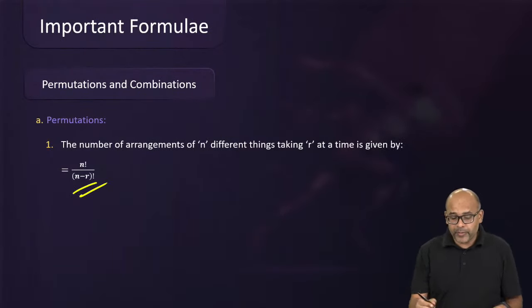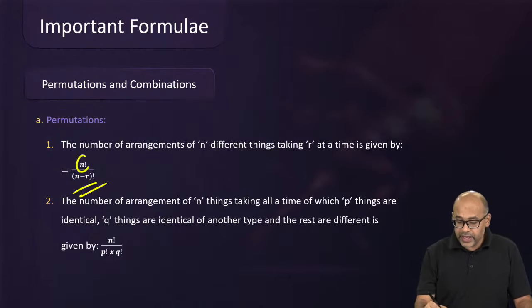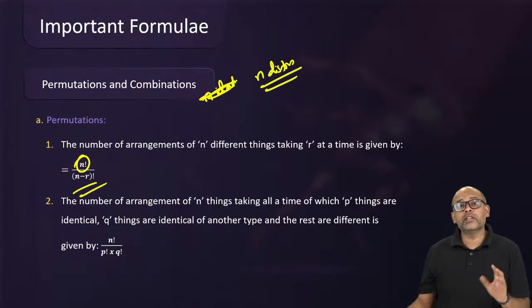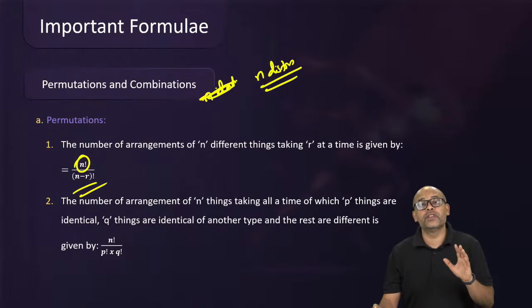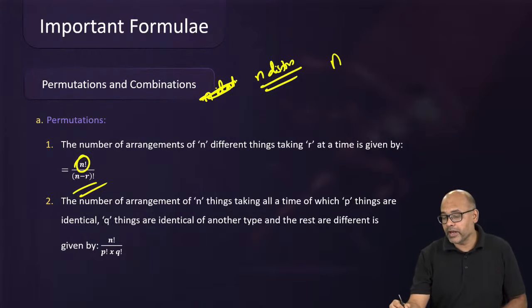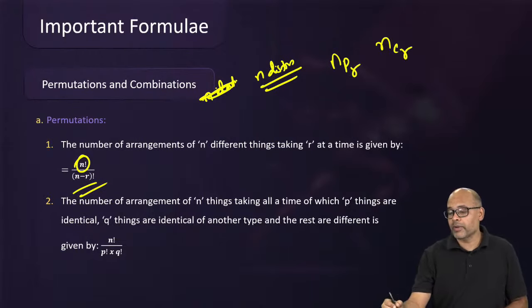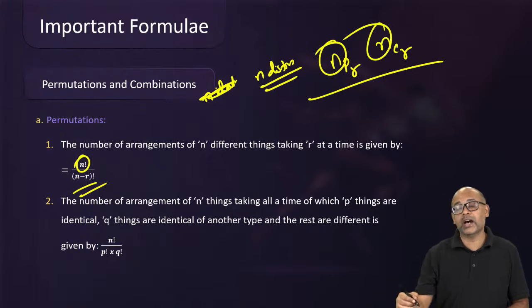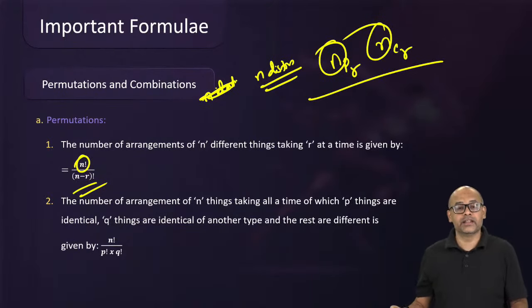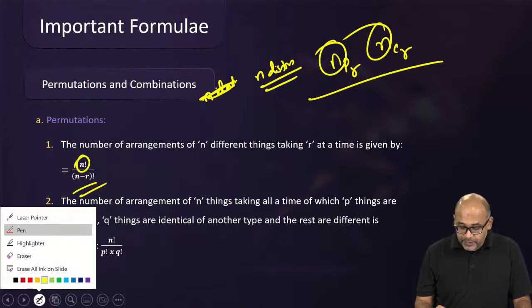So this is the formula for permutation. I already mentioned this. Again, remember n distinct. So all these formulae cannot be used if the things are similar. You can't use the nPr formula or the nCr formula if the n number of things are not distinct. You can use the formulae only if they are distinct. Keep in mind.